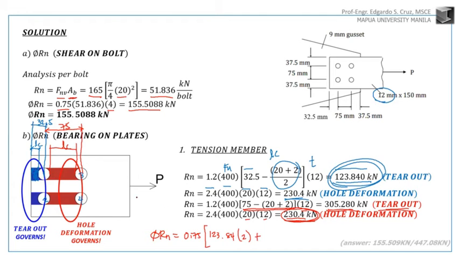Plus, sa bolts 3 and 4, ano nag-govern sa 3 and 4? Hole deformation, which is ang Rn niya is 230.4. Again, times 2 kasi bolts 3 and 4, dalawa sila. So pagka kinalculate mo yan, that would give you the answer for the design strength for tension member.